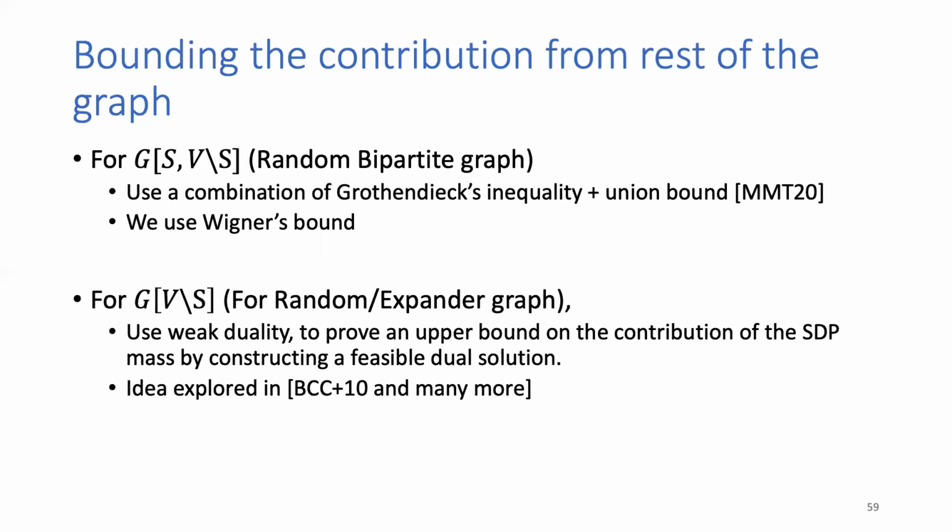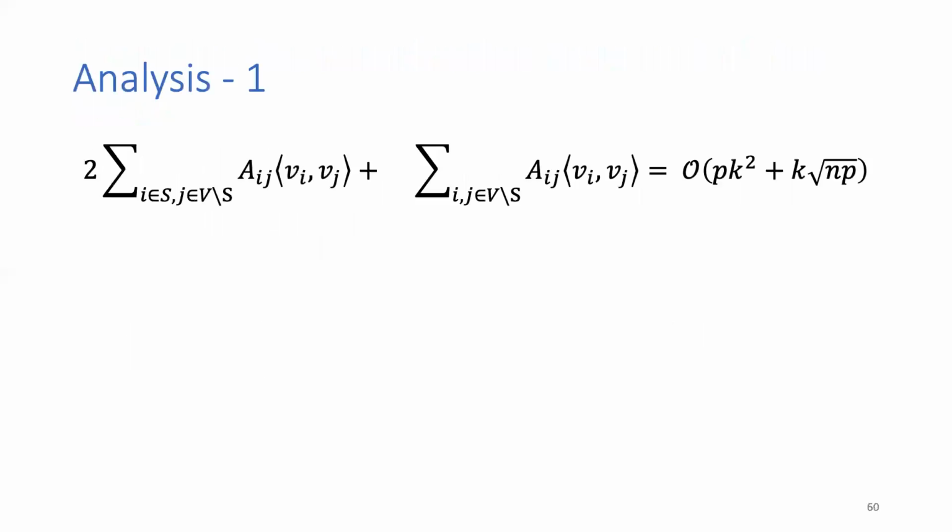For the G on V minus S part, in both the cases of random and expander, we use weak duality to prove an upper bound on the contribution by constructing a feasible dual solution. This idea has also been explored in a paper by Bhaskar et al., and it is a popular method used in many works. Using these tools, we show that the SDP mass coming from these two particular subgraphs is bounded. It is big O of pK squared plus K times square root of np.